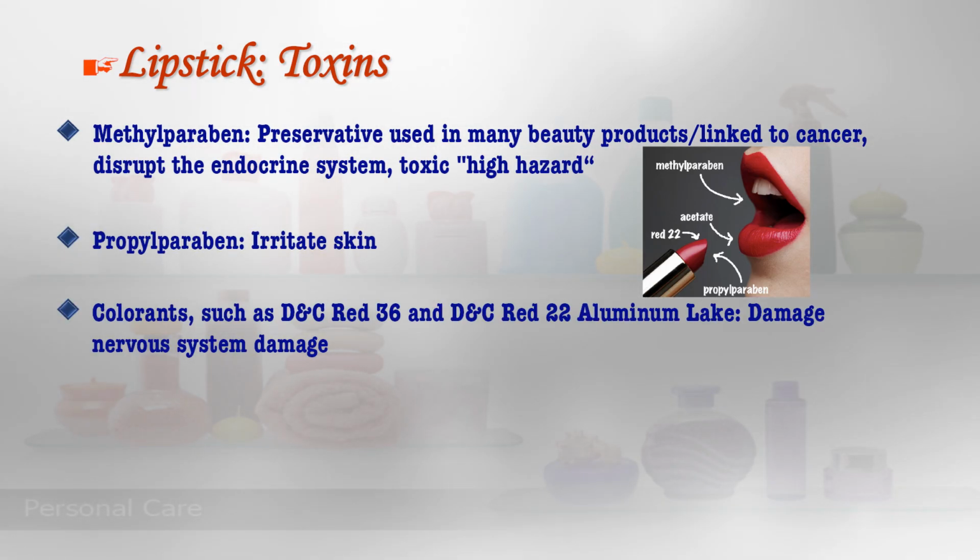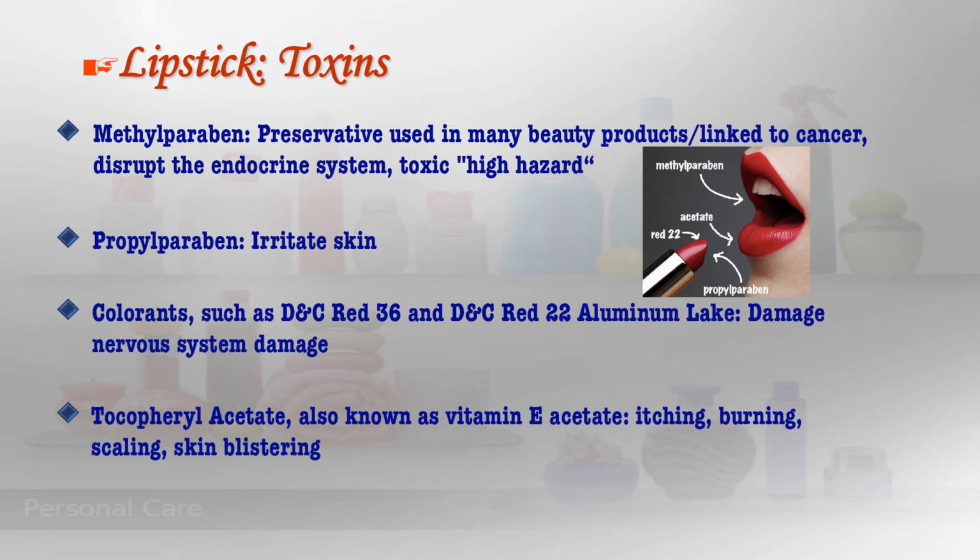The colorants such as D&C Red 36, D&C Red 22, and aluminum lake can damage the nervous system and cause a lot of health hazards. Tocopherol acetate, this is again known as vitamin E acetate. It causes itching, burning, scaling, and also skin blistering.